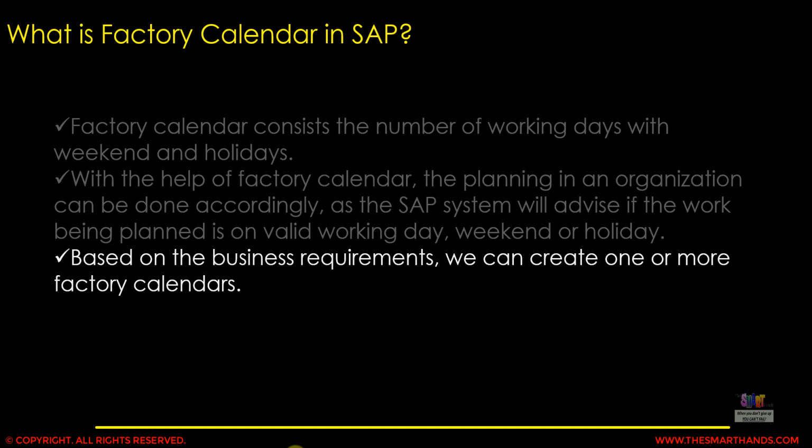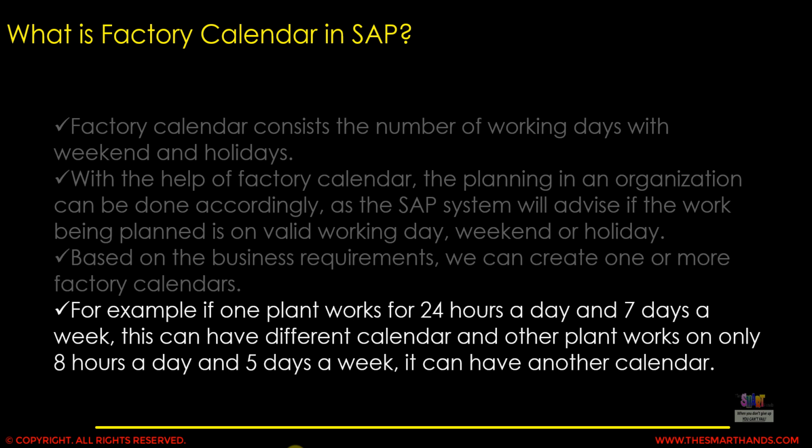Based on the business requirements, we can create one or more factory calendars and we can assign them to different objects that I'll show you later on. For example, if one plant works for 24 hours a day and 7 days a week, it can have a different factory calendar, and other plants that work only for say 8 hours a day and 5 days a week can have a different factory calendar. So that's where we need to use different factory calendars depending on the working hours or working days.